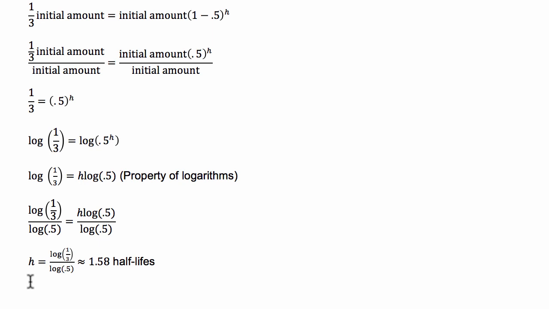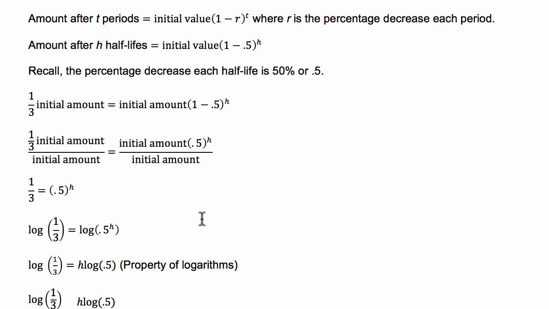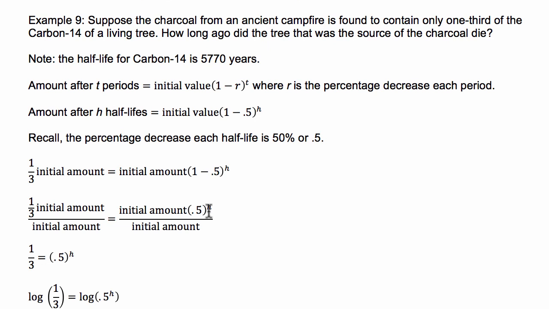We use the variable h instead of t to remind us that the unit for the independent variable is half-lives. With that said, 1.58 half-lives doesn't do a great job of answering the original question of how long ago did the tree that was the source of the charcoal die. Since most people don't know how long a half-life of carbon-14 is, we should probably convert our answer to a more recognizable unit. We have that the half-life for carbon-14 is 5,770 years.